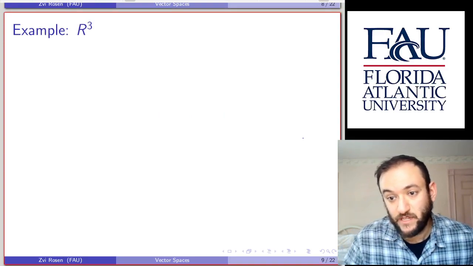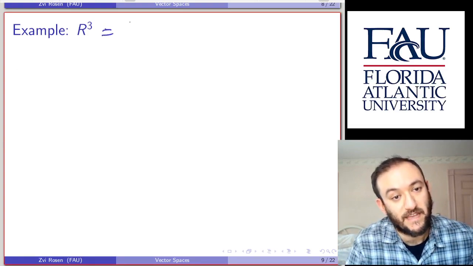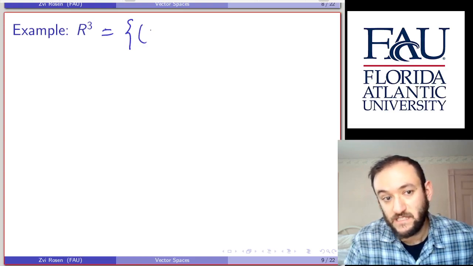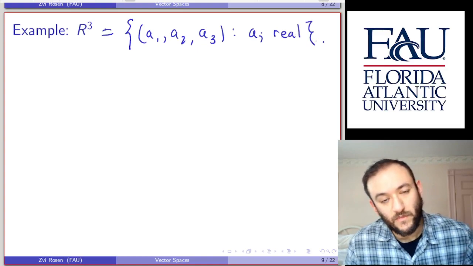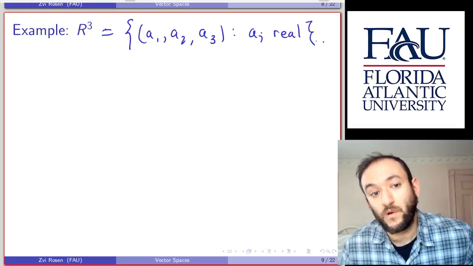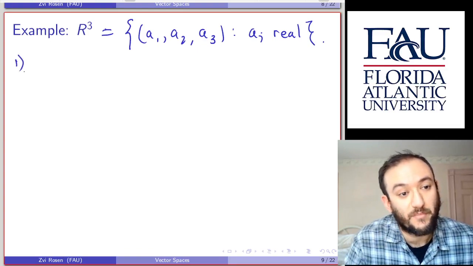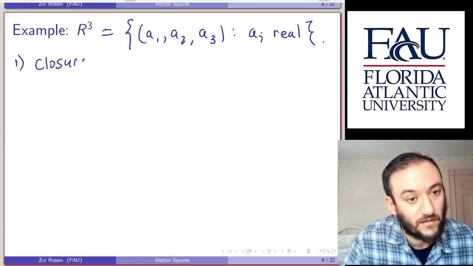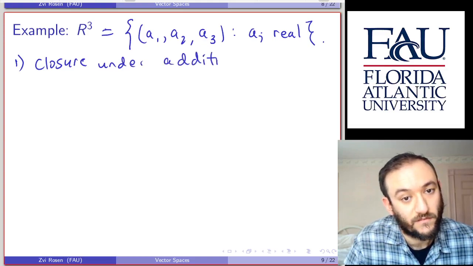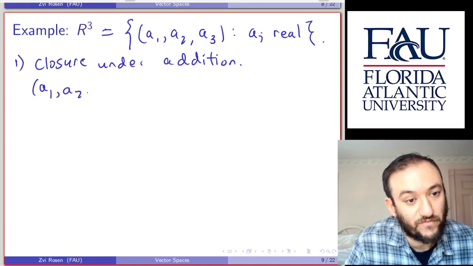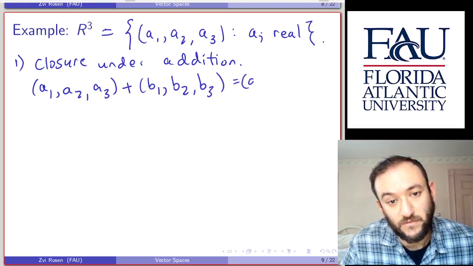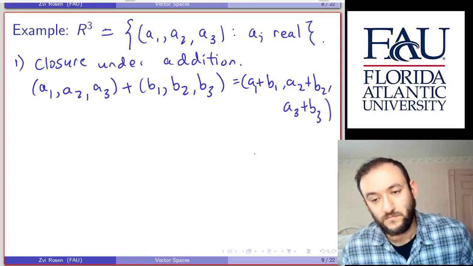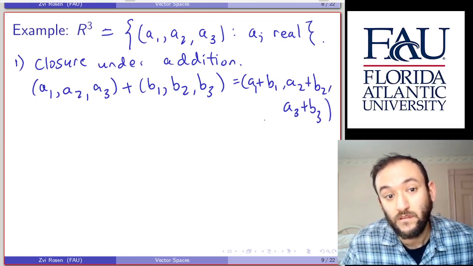Let's consider an example and demonstrate it as a vector space. So we have R3. This is the set of ordered lists of numbers A1, A2, A3, where these are all real. Okay, so in order to confirm that this is a vector space, we want to show that it has all of the desired properties. So first up, we have closure under addition. Okay, well that's easy enough, because if I have two vectors, A1, A2, A3, and B1, B2, B3, this is going to be equal to A1 plus B1, A2 plus B2, and A3 plus B3. And since all of those are real numbers, this is also in R3.